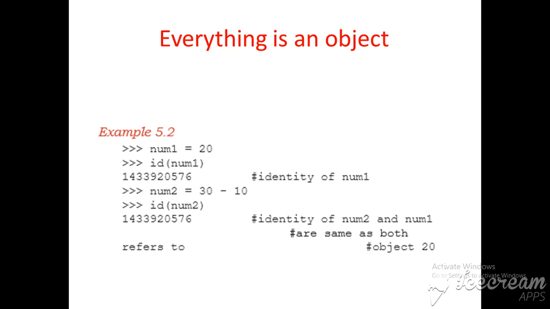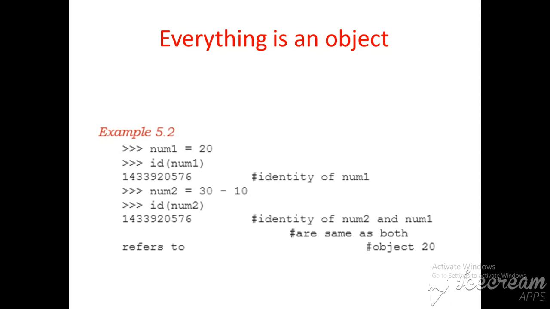Here num2 is equal to 13 minus 10, which means num2 equals 20. When we use id of num2, we get the same id as num1, because num1 equals 20 and num2 equals 20. The identity of num2 and num1 are the same, because both objects have the value 20. That's why the identity is the same.